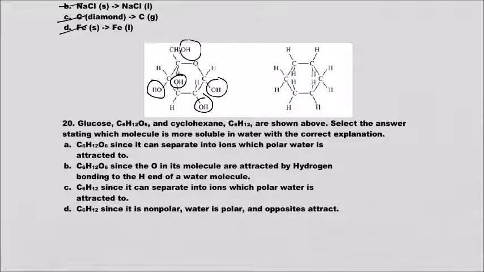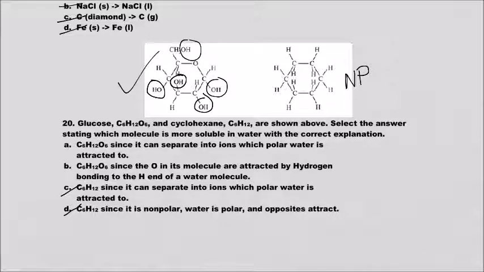I look at cyclohexane, and there are only carbons and hydrogens, meaning it's nonpolar. So hopefully it's obvious that glucose would be easier to dissolve in water, so we don't want to pick C or D. We look at A and B and see which one has the best answer.